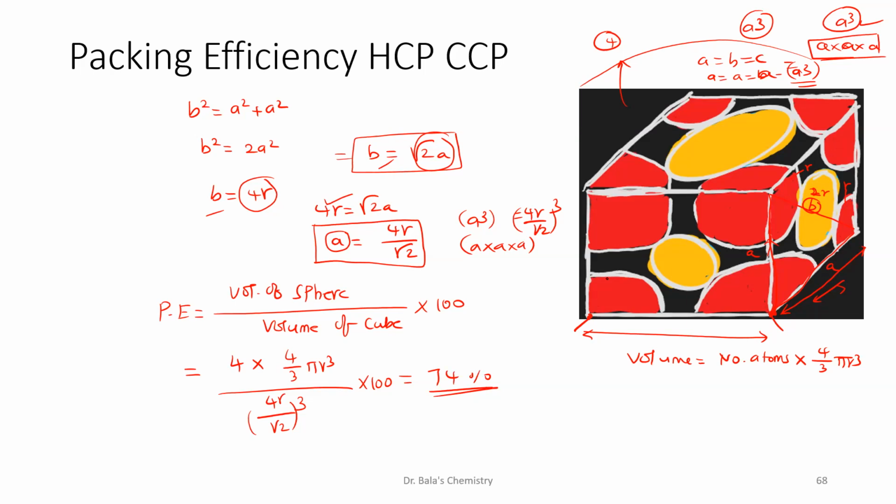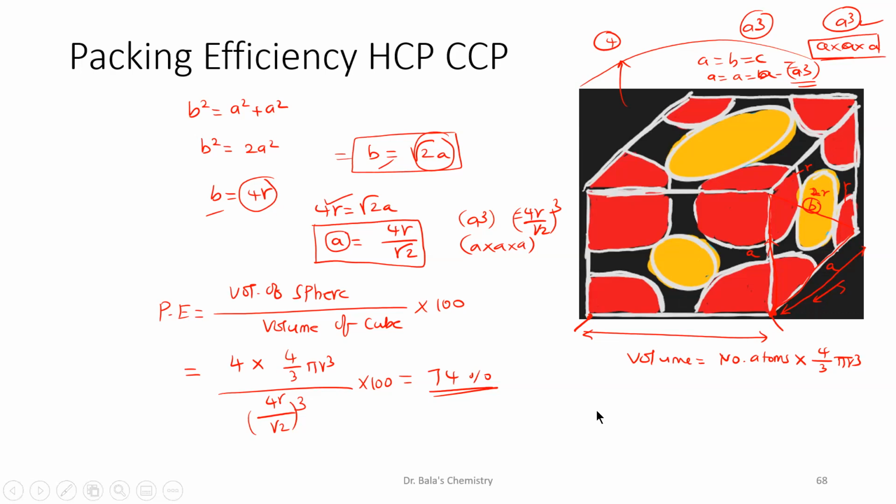Is that clear? This is what you have to do to calculate the packing efficiency of an HCP or CCP structure. If you are given an HCP or CCP structure, you have to calculate the edge length in terms of radius. After that only, you substitute it into the formula.